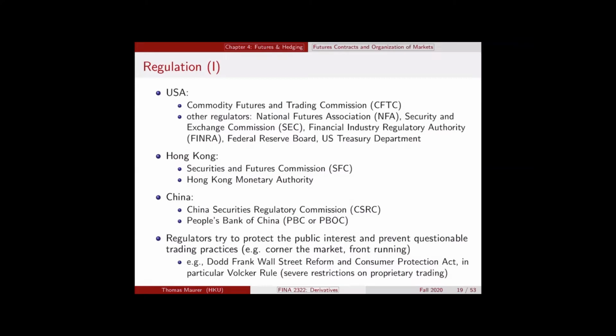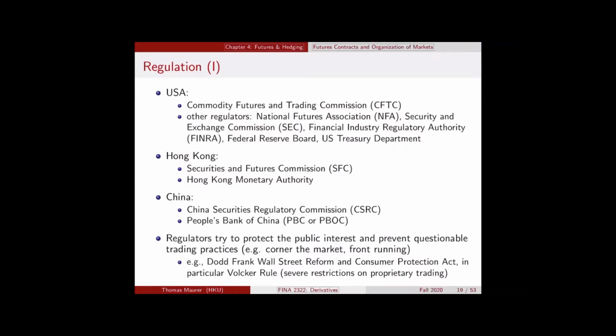Since the global financial crisis in 2007, 2008, and 2009, we actually had a lot of new regulations which wanted to make the financial system more stable. These are, for example, the Dodd-Frank Act and the Consumer Protection Act. And there were new capital requirements introduced into banks.